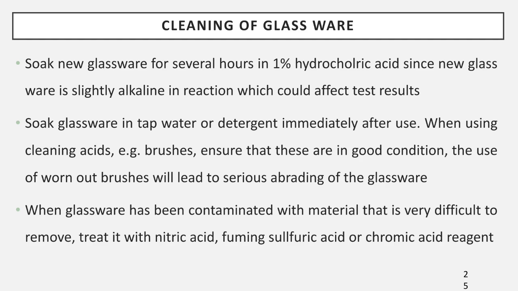When glass vase has been contaminated with material that is very difficult to remove, first treat with nitric acid and fuming sulfuric acid or chromic acid reagent. New glassware is soaked in 1% hydrochloric acid for several hours, and next soaked in tap water or detergent immediately after use.